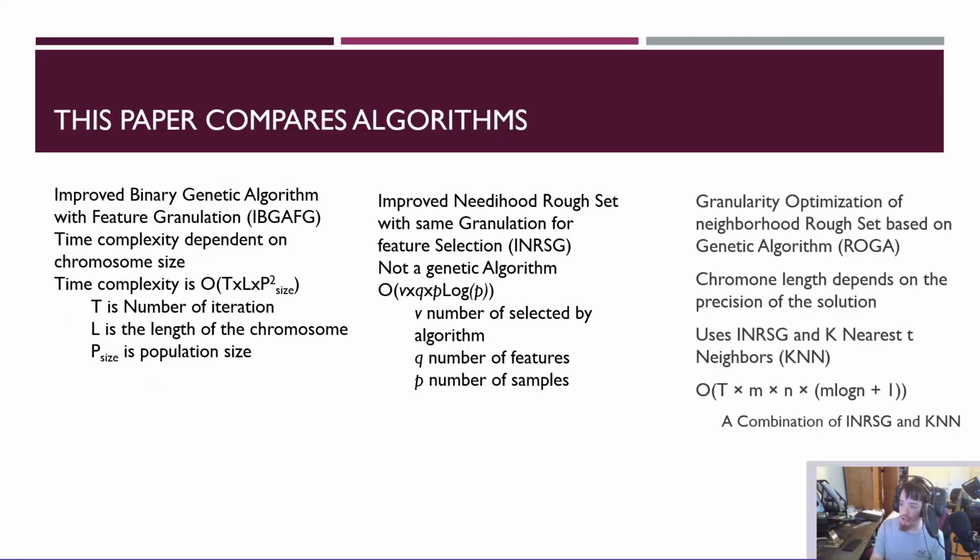And they have other algorithms that they show. So they show 3 unique algorithms, and here I just list out different attributes of them. But the major one that they show is here on the end, the ROGA, granular optimization of neighborhood rough set based on genetic algorithms. This is a combination of the INRSG and K nearest neighbors genetic algorithms. So its big O is straight up a combination of those two. INRSG isn't actually a genetic algorithm though, sorry. It is just a normal algorithm, and it's an improved neighborhood rough set with some granulation for feature selection. I didn't come up with these names. Don't like them, but we have to lump them.